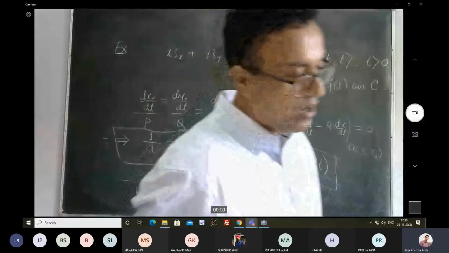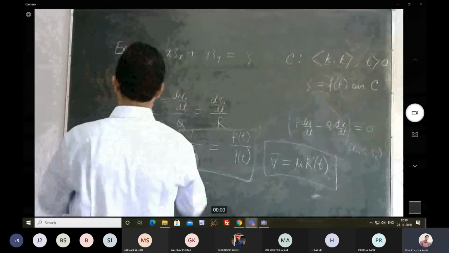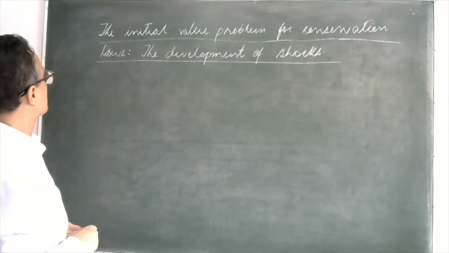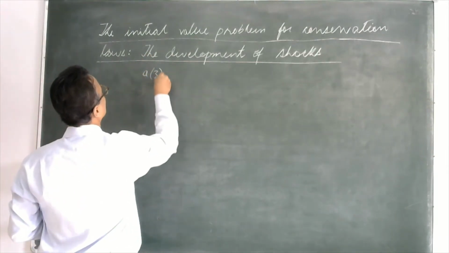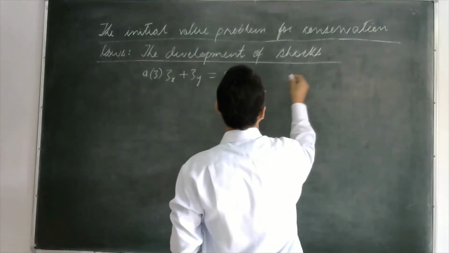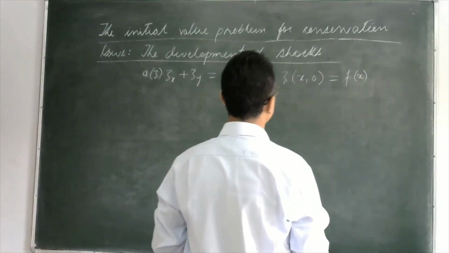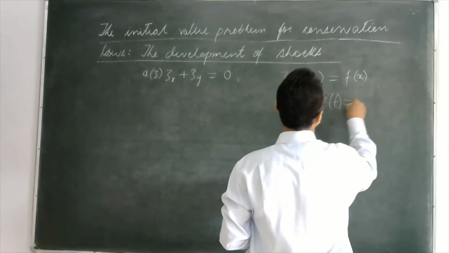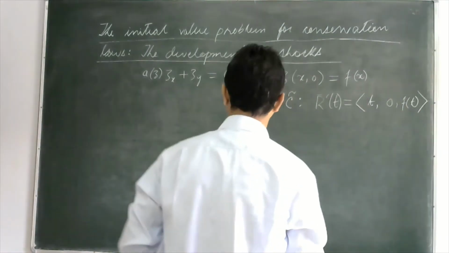So that's it. Now I'll come to a very interesting concept: the initial value problem for conservation laws, the development of shocks. So what I'm going to do, let me take this first order PDE, and of course subject to the initial condition u(x, 0) equal to f of x. Basically that means the initial curve, your C tilde, you can parameterize it through the vector given by t, 0, f of t.